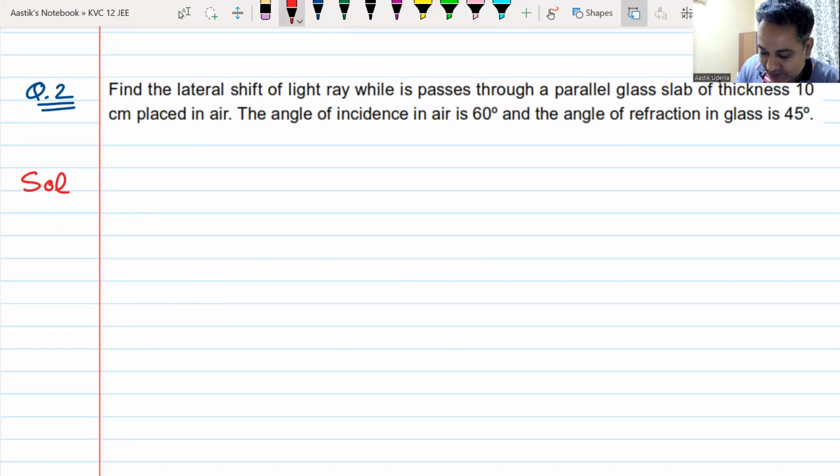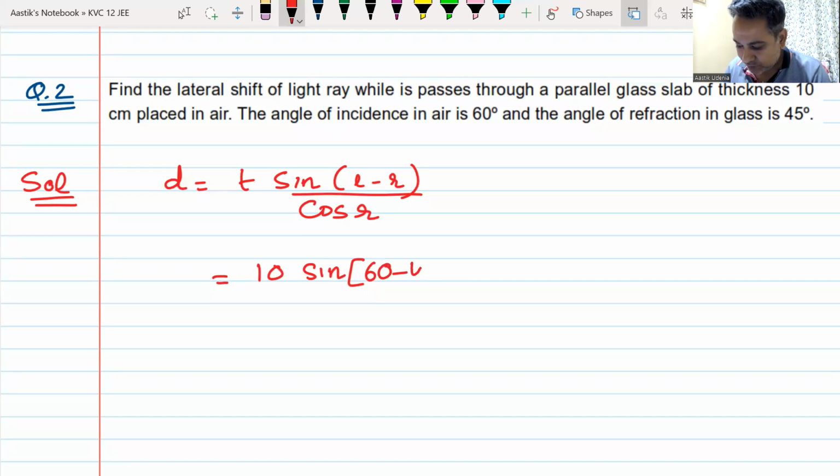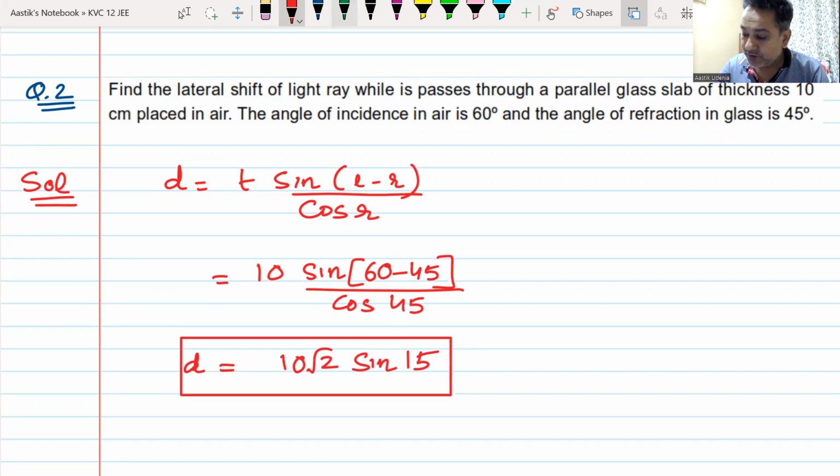We just need to apply the correct formula. D, the lateral shift, is T times sine of I minus R divided by cos of R. You just have to put the values, my dear friend. T is 10, I is 60, R is 45, divided by cos of 45. I think you can do it from here. You can put the values and get the answer, yes or no? And I think you would be getting something of this nature. And that would be your answer.